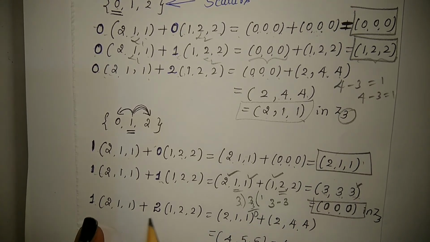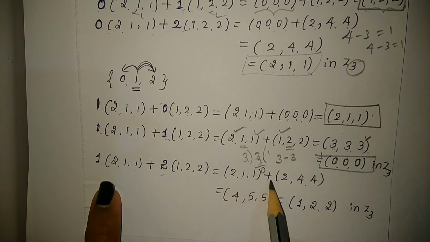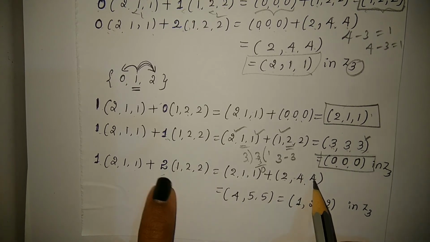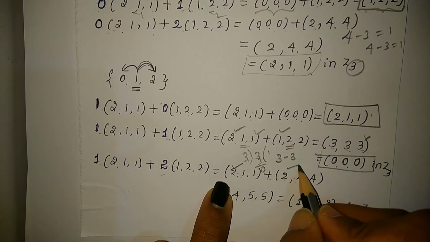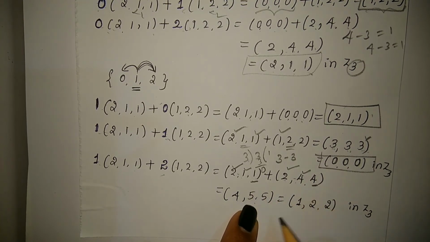Now 1 with 2. 1 into 2, 1, 1 is nothing but 2, 1, 1. Plus 2 ones are 2, 2 twos are 4, 2 twos are 4. If I add these two, 2 plus 2, 4. 1 plus 4 is 5. 1 plus 4 is 5.